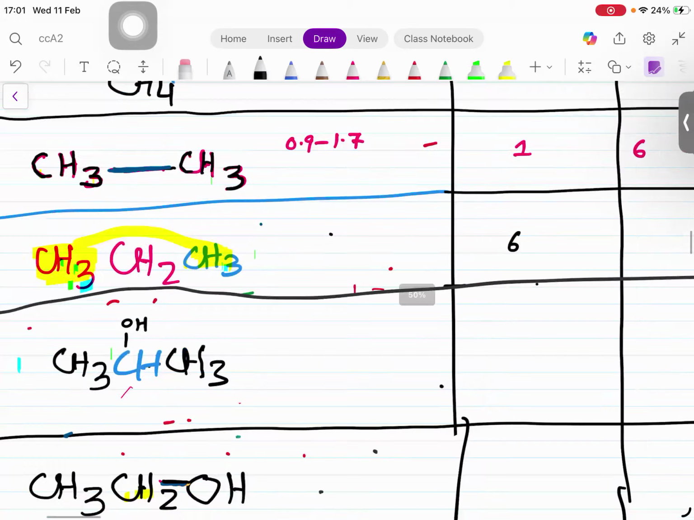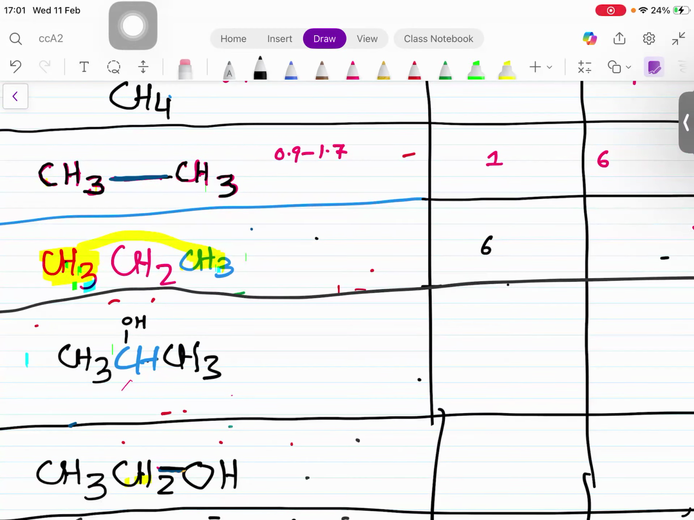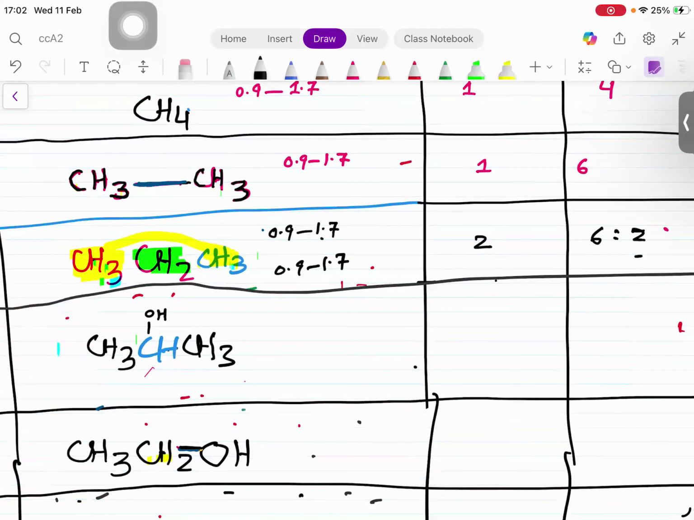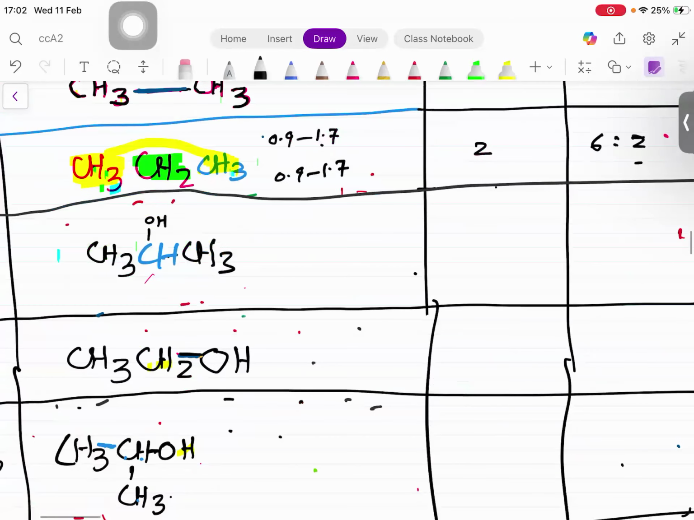So what about this? 6 hydrogens contributing to 1 peak. What about the middle ones? The 2 hydrogens will give 1 peak. So 2 peaks, and the ratio is 6 to 2: 6 hydrogens contributing to 1 peak and 2 hydrogens contributing to the other peak. Now what is the chemical shift value? Both will come in the same range, 0.9 to 1.7. Okay? Now I would like you to lead.